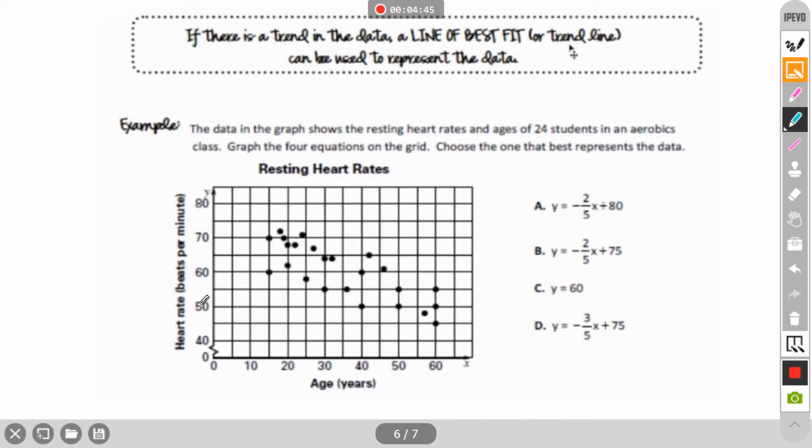And so we've got different data points, like this one looks almost like it's at a perfect point. This would be like a 15-year-old who has a resting heart rate of 60. Over here we have like a 40-year-old with a resting heart rate of 50.